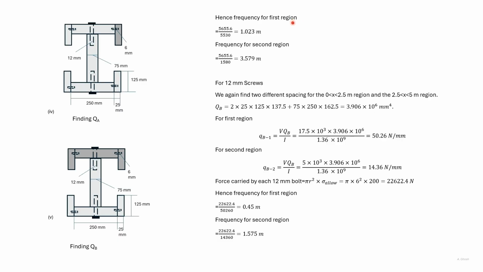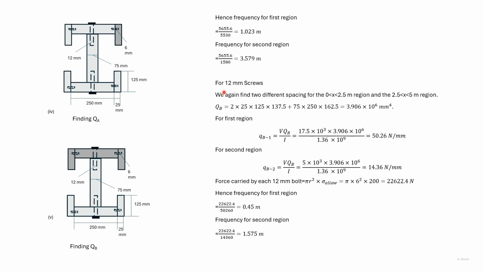We find the spacing for the first region. So the shear force that each bolt can withstand is divided by the shear flow in terms of Newton per meter, and we get the spacing in meter. For the second region, the shear flow has changed and we get a different spacing.